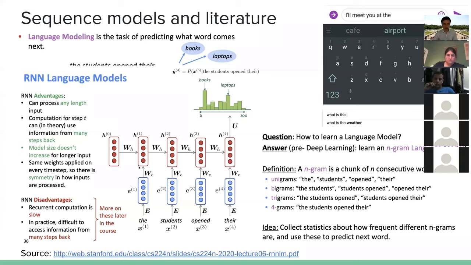The deep learning solution is to use a recurrent neural network. You feed it one token at a time, you compute these hidden states, and at the end you sample or predict the index of the word from your vocabulary. Hopefully, if you train your network well, you're going to get one of the most plausible outputs. We talked about the advantage of this: it takes any length as input. Theoretically, it can track information from many steps back, but we saw that in reality it suffers from the vanishing gradient problem. That's why we have to explore LSTMs or GRUs or other techniques.